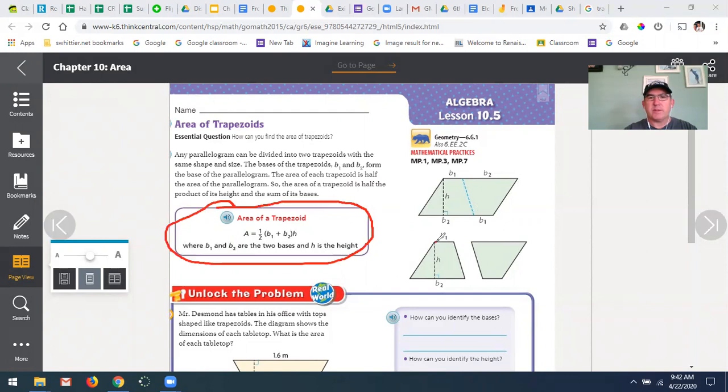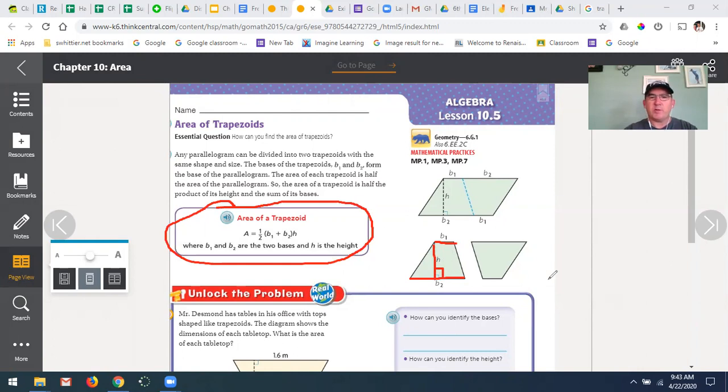So this side here and this side here, those are the bases. Those are the two parallel sides. Between them, there's a straight line that forms a 90-degree angle, like the corner of a rectangle or the corner of a square. So that 90-degree angle means that the opposite sides are parallel, and so those are the bases.